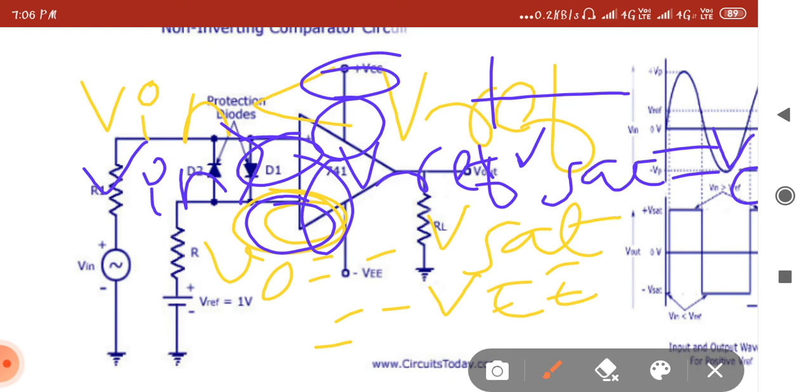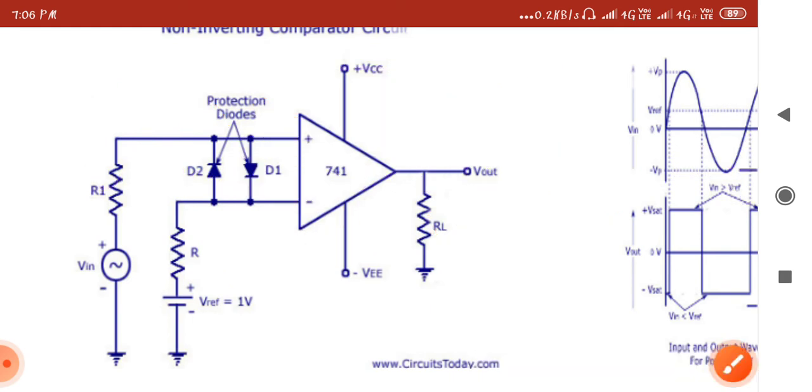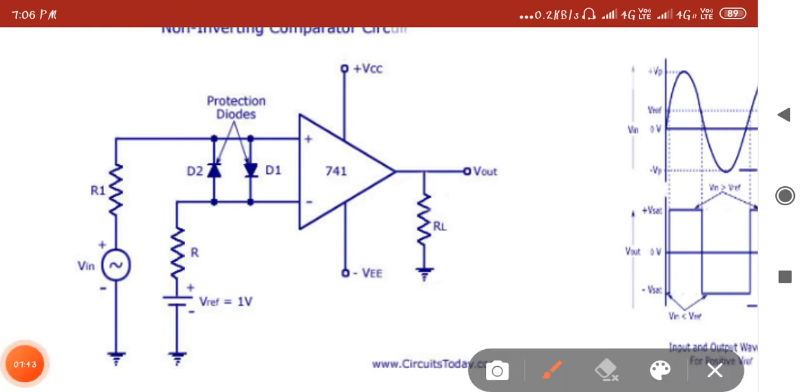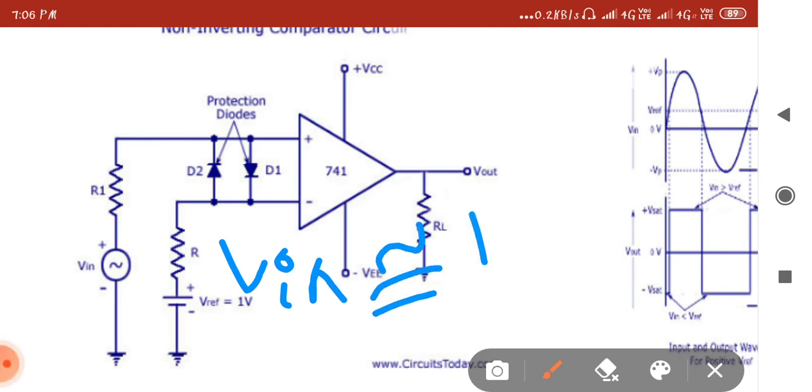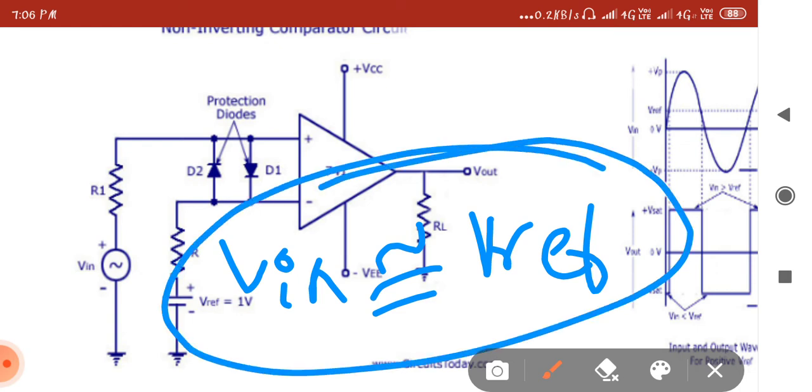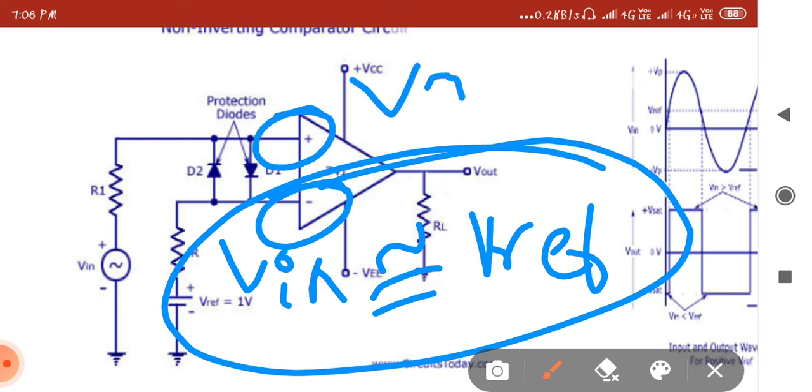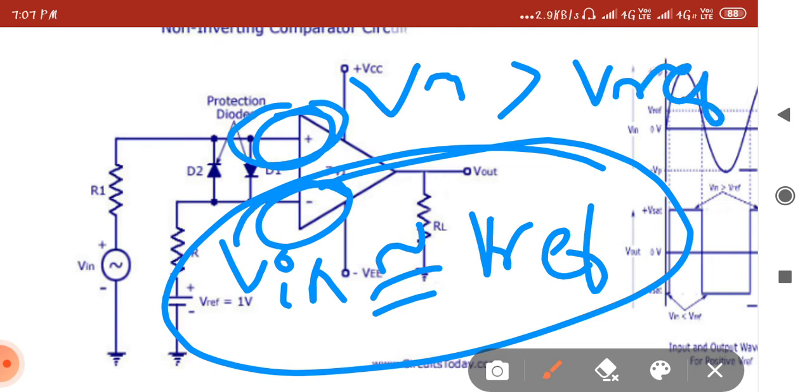Therefore, Vin is nearly equal to V reference. Not equal to, it equals to. If this voltage is more and this voltage is less, that time Vin is greater than V reference. If this voltage is more and this voltage is less, Vin is less than V reference. Are you getting my point?